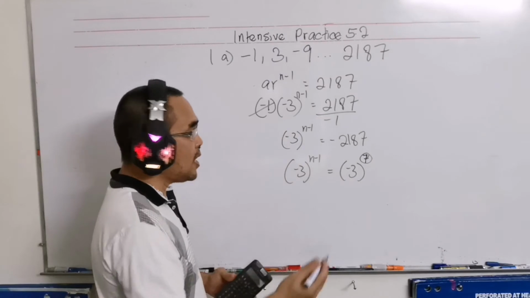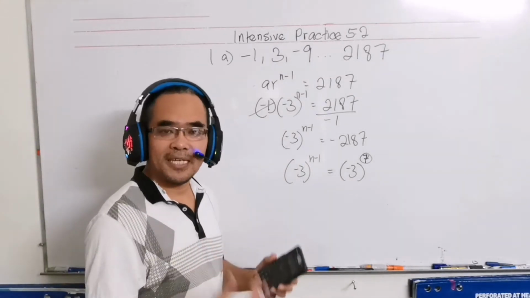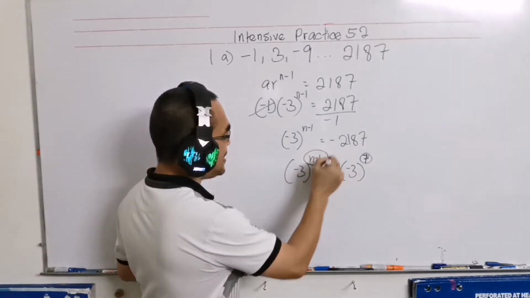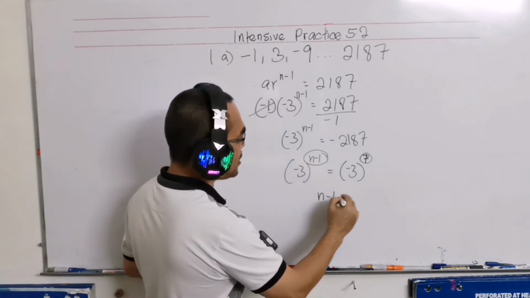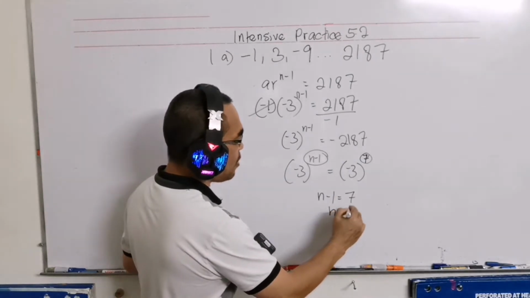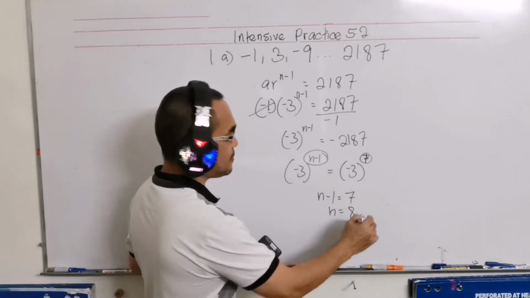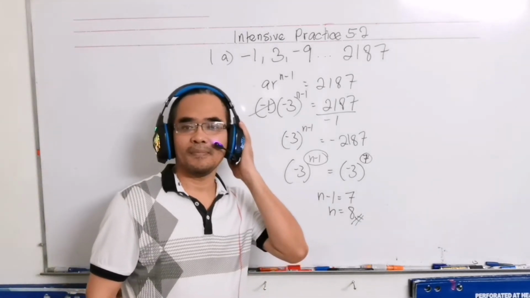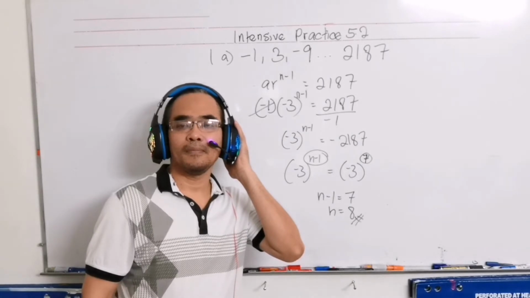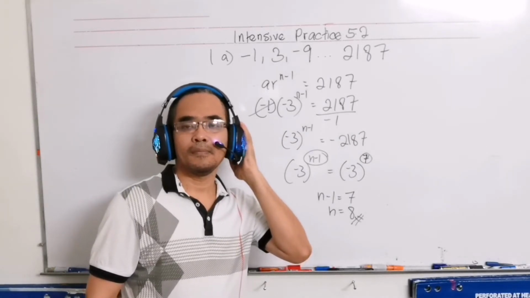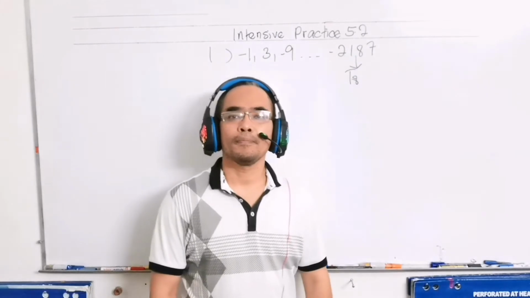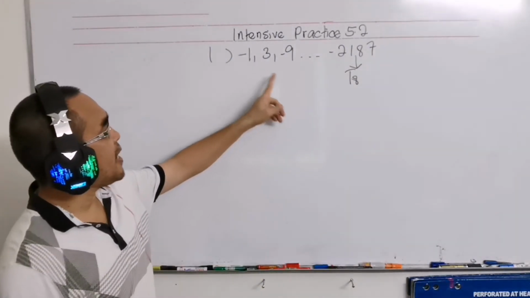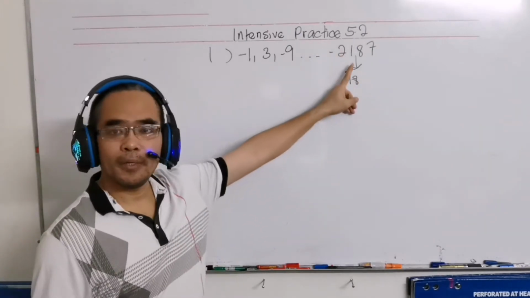So what you do now, just solve the equation of the indices by comparing the indices. So you say n minus 1 equals 7. So the value of n will be 8. Any questions so far? We just discovered that there are 8 terms in this progression.